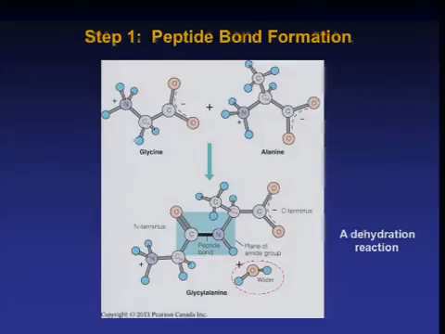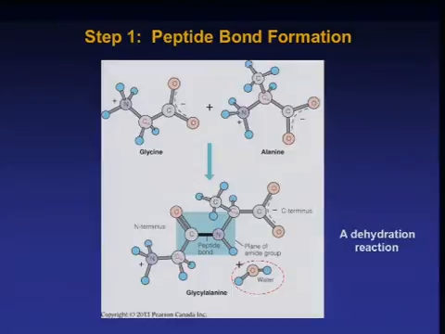Okay, so let's start with the peptide bond. It's an amide bond, so let's say here we have 2 amino acids that are going to come together to give us a dipeptide. So we have glycine here, alanine, amino acids. Here is the amino group. Here's the acid group. Here's the alpha carbon. You have a hydrogen, and the side chain of glycine is a hydrogen.